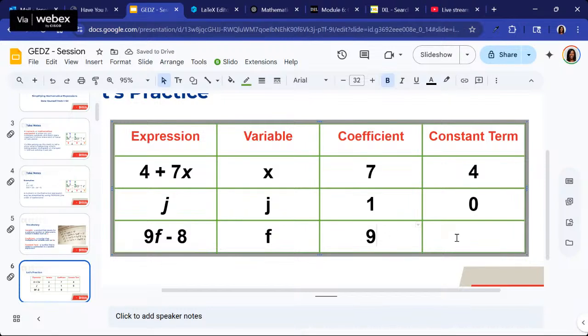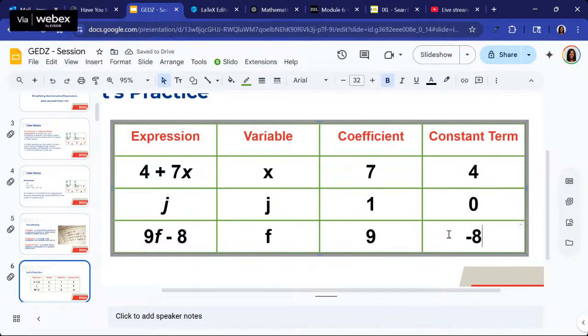And what is our constant term? Perfect. Wait a minute. Hold on now. Is it 8 or is it -8? Make your final choice and send it in. Let's look at it. It's -8. Don't forget to have that negative if it's a negative number.